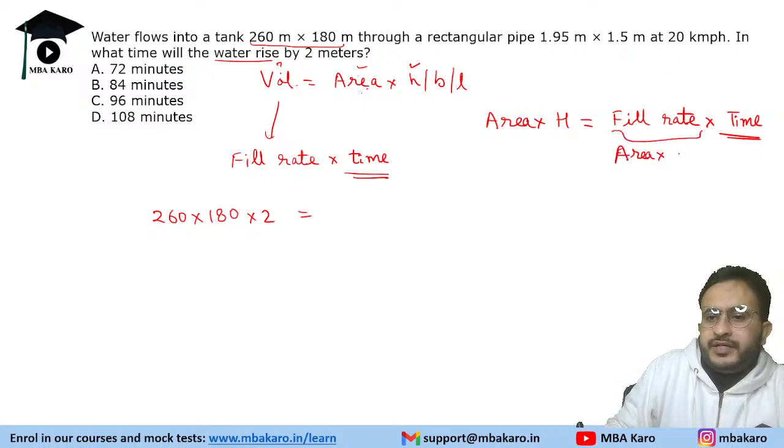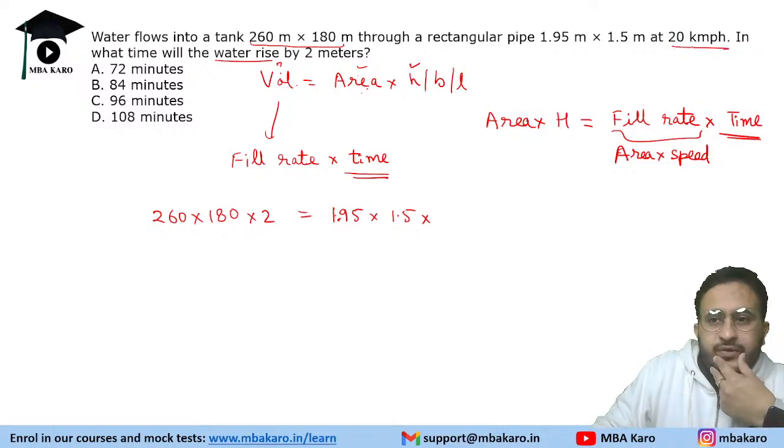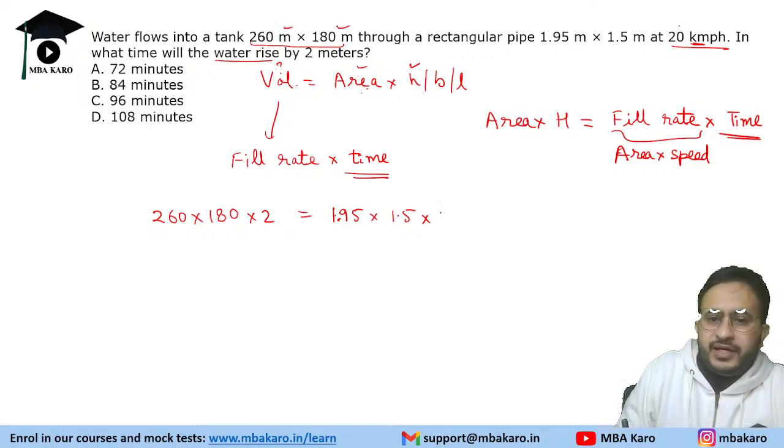Area into speed. Yeah, 1.95 meters, right? 1.95 is this 1.5 and 20 kilometer per hour, right? So 20 kilometer per hour, this is kilometer, and everything being discussed is in meters. So 20 kilometer means 20,000. 20,000. Now what we will do is multiply into t.